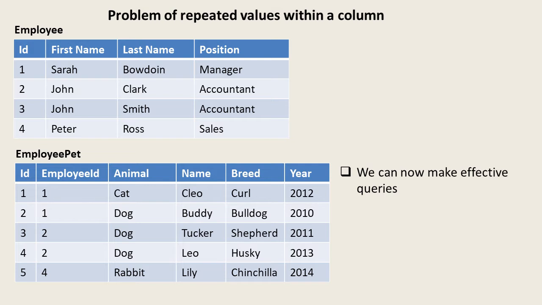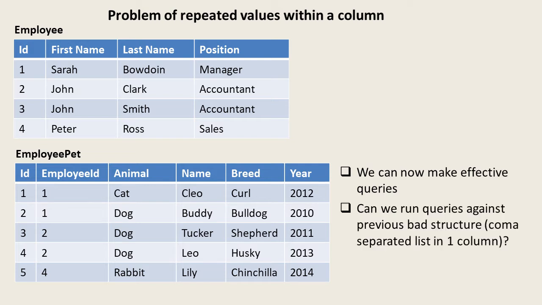However, there is one interesting question. And this question actually takes us back to our previous example with bad design, where we had just a pet column with comma-separated values. The question is, if we had this previous structure, can we still run a query for cat owners, for dog owners? Can we find an employee by their pet name, if you know the name of the employee and the name of the pet and want to know which employee owns this pet? So would we be able to run this query at all?